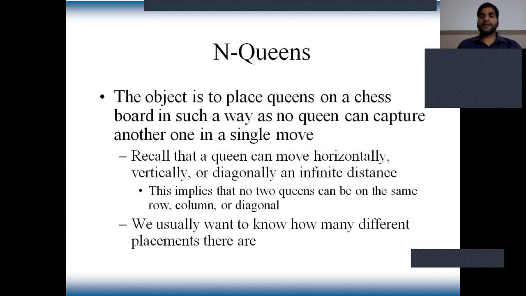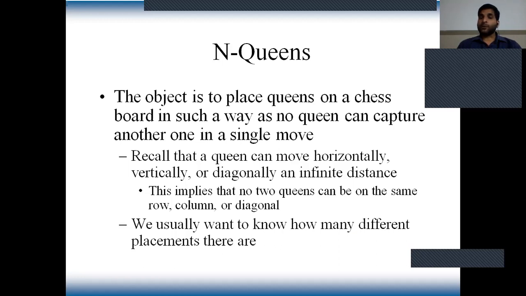An example of backtracking is the n queens problem. The object is to place queens on the chessboard in such a way that no queen can capture another one in a single move. Recall that a queen can move horizontally, vertically, or diagonally an infinite distance. This implies that no two queens can be on the same row, column, or diagonal. We usually want to know how many different placements there are. This is the backtracking example of the n-queen problem.